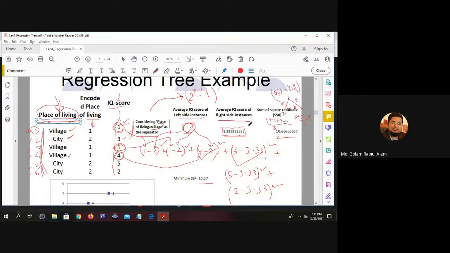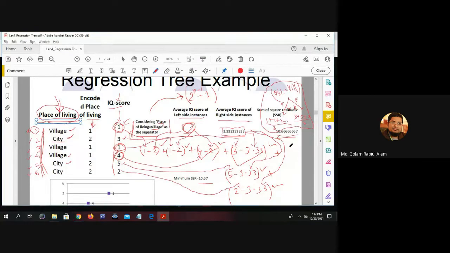And for the right side instances, the city ones: this one will be on the right side. Here the original is 3, and the prediction is 3.3. Another city person, here is the 5, original 5, and the prediction is again 3.3. And here 2 is the original IQ score, but the prediction is 3.3 based on this tree. If we do the math, you will get 10.67.